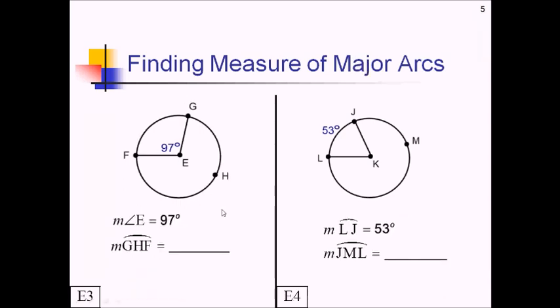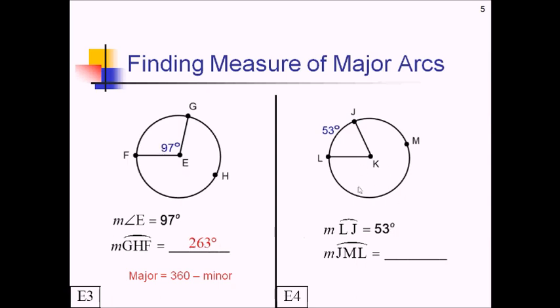Here's a slightly different problem. Same circle, but given this central angle of 97 degrees, I want to find this time the measure of arc GHF. So that's GHF, the major arc. What's the relationship between a minor arc and a major arc? Well, the whole thing adds up to 360 degrees, so the major arc is just going to be 360 minus the minor arc. We know the minor arc here is 97 degrees, so 360 minus 97 degrees is going to come out to 263.